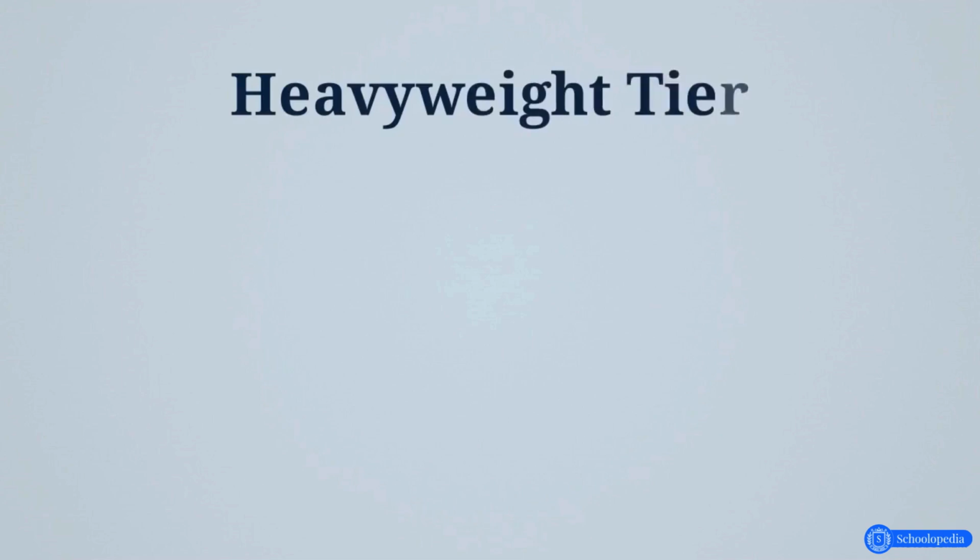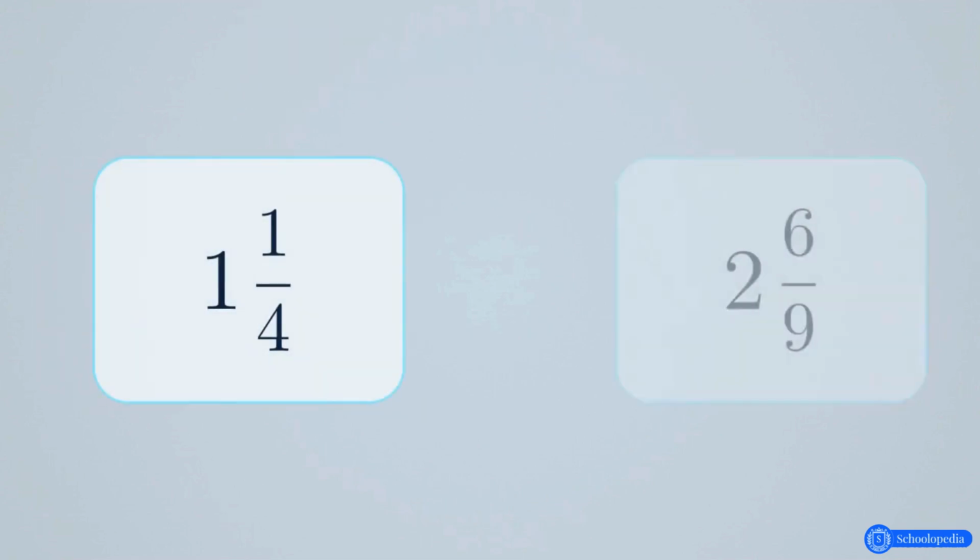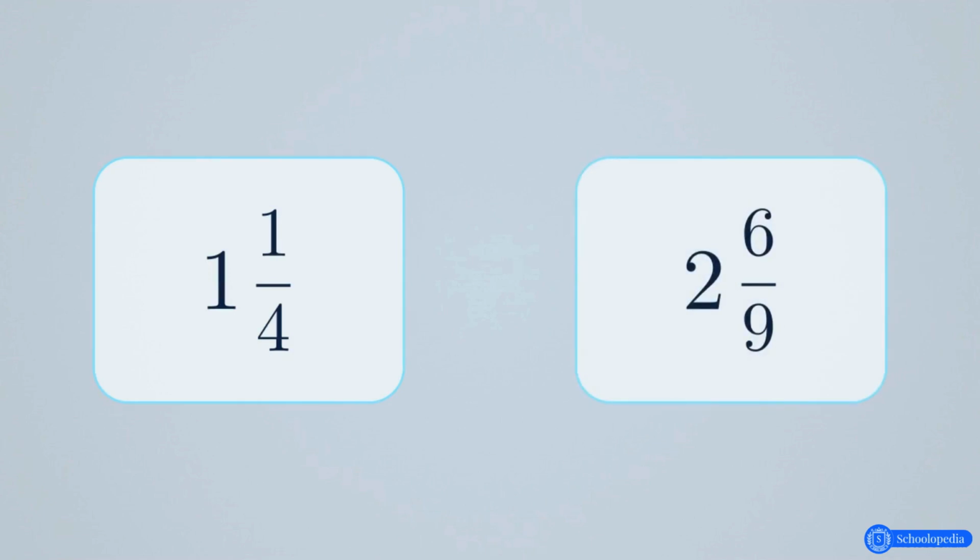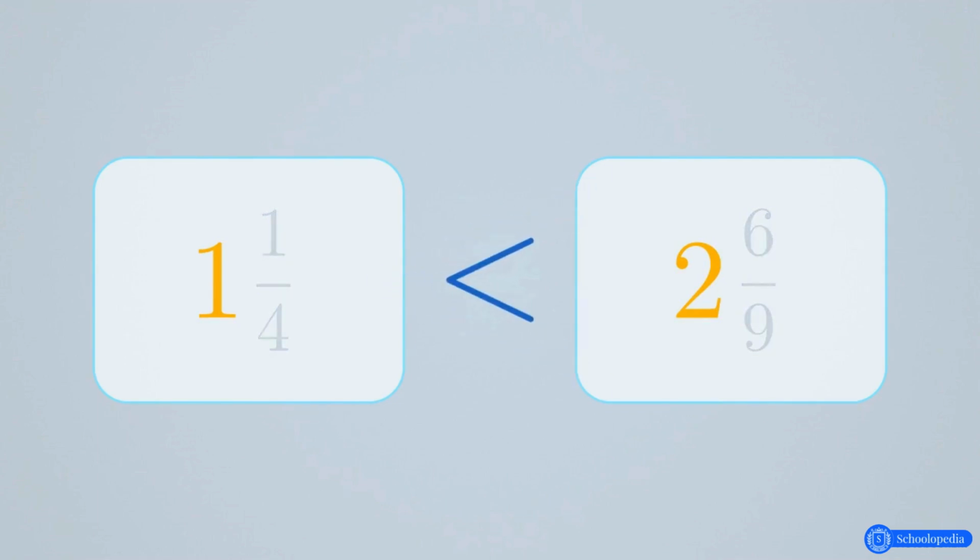We're stepping into the heavyweight tier. This shows 1 and 1/4 compared to 2 and 6/9. Before calculating fractions, check the whole numbers first. The fractional parts don't matter if whole numbers differ. Since 1 is less than 2, the left side is smaller.